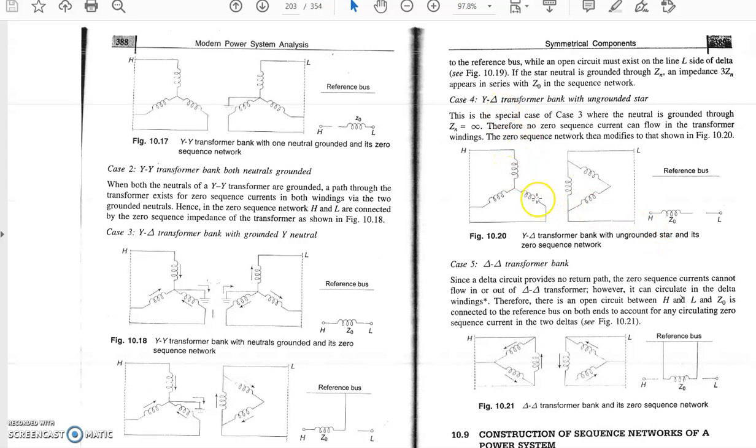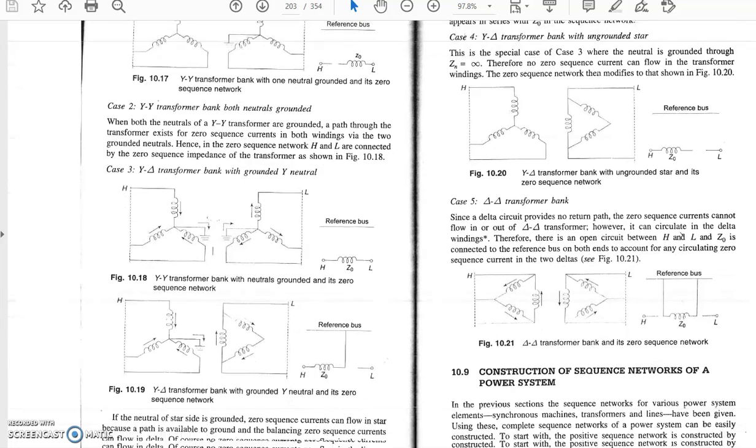So for a star with neutral grounded, it is connected to the line, and for delta, there is some mistake, it is Z naught will connect to the reference bus. Similarly, if delta-delta, then Z naught, both are disconnected from the line and connected to the reference bus. So this is the zero sequence network and connection of the transformer.